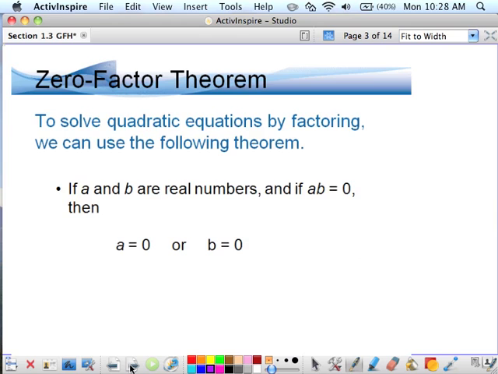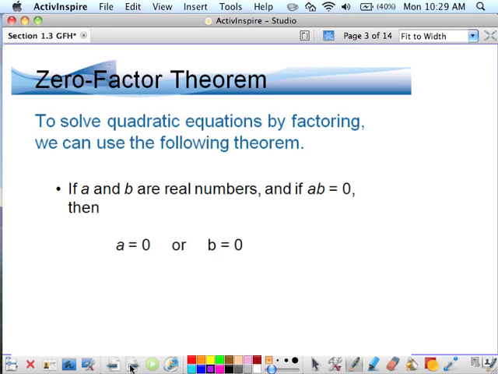The first method for solving quadratic equations we're going to talk about is by factoring. What's really important for you to understand is that to solve by factoring, you have to get the equation equal to 0 first. If it's not equal to 0, you can't solve it by factoring. That's what the zero factor theorem allows us to do.